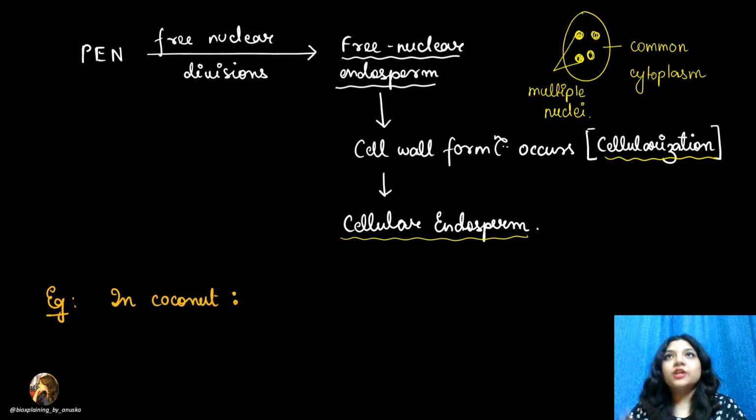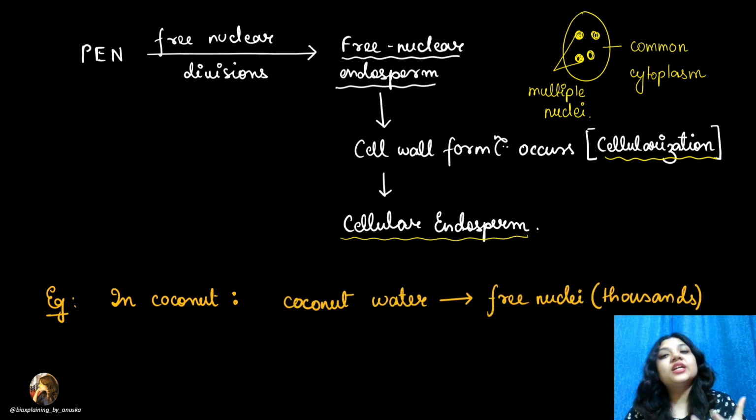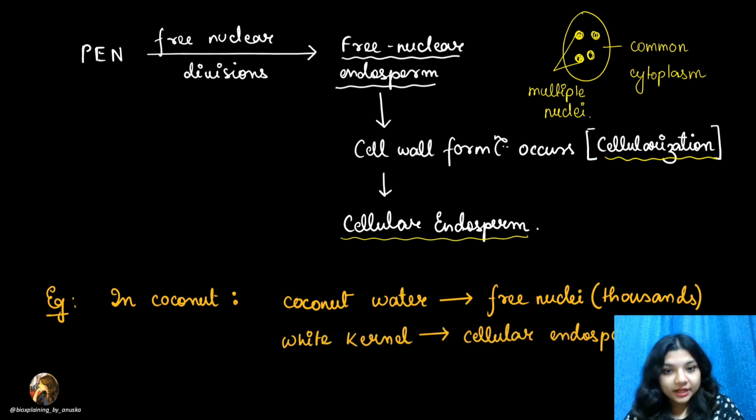For example, consider a tender coconut. The water that's present inside is the free nuclei. It has thousands of nuclei there, while the white kernel which is present is the cellular endosperm.